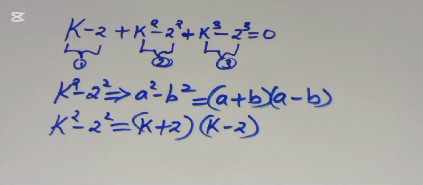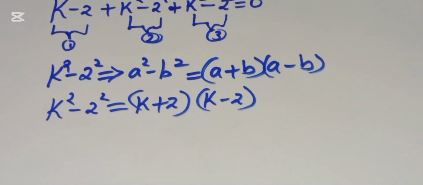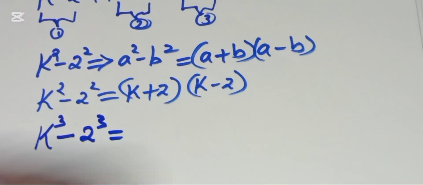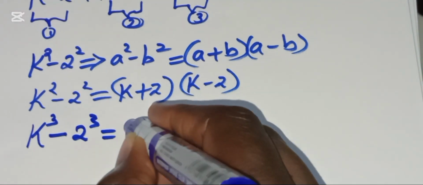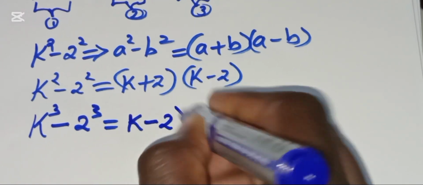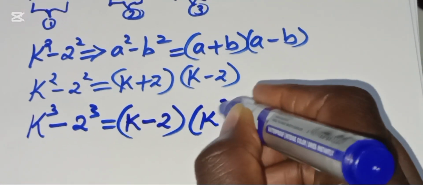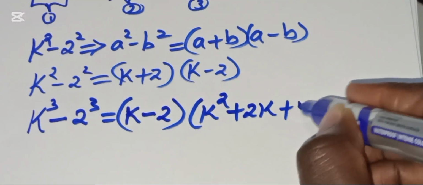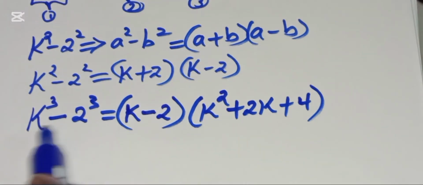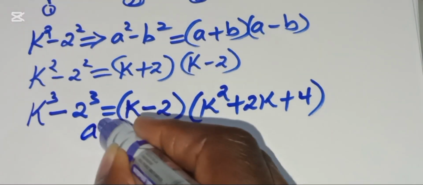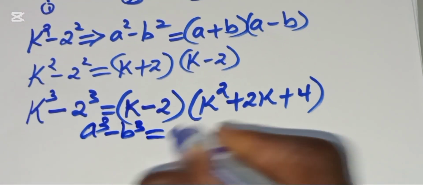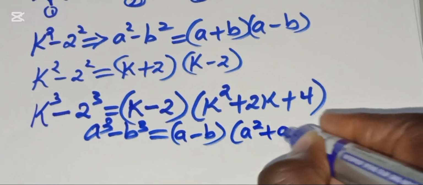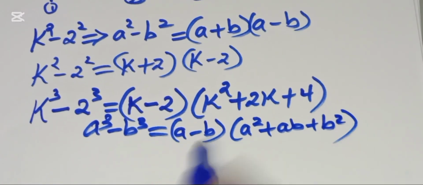Okay, so let's proceed. For the third part we have k cubed subtract 2 cubed, which can be expressed as k subtract 2, then k squared plus 2k plus 2 squared, which is equal to 4. Okay, so this is the difference of 2 cubes expressed as a cubed subtract b cubed, which is the same as a subtract b, a squared plus ab plus b squared. Okay, so this is what we have.